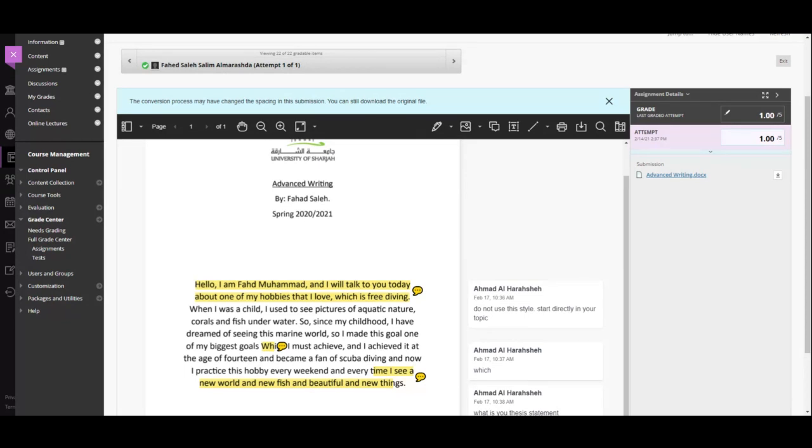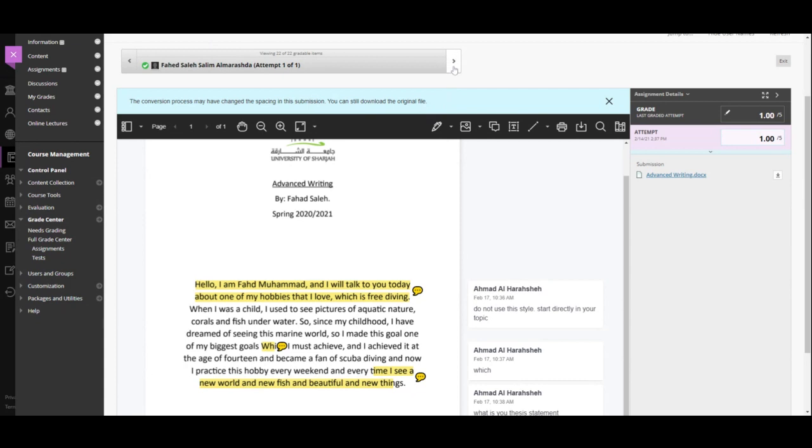"I practice this hobby every weekend, and every time I see a new world and new fish and beautiful and new things." What is your thesis statement? I see a new world, new fish, beautiful and new things. You must go back. You must rewrite your thesis statement. And please, I need a direct thesis statement. I don't like you to write me an indirect thesis statement. Okay, Fahad? Let's go to another attempt.